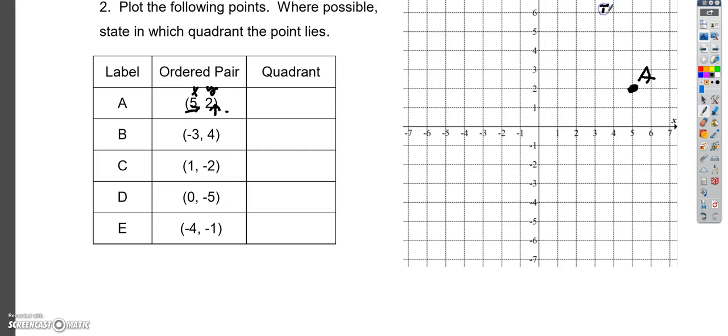This is 1. This is 2. This is 3. This is 4. Alright, -3, 4. So that means we're going to go left 3, up 4, put a dot. So 1, 2, 3. 1, 2, 3, 4, put a dot. And that's letter B. That's in quadrant 2.